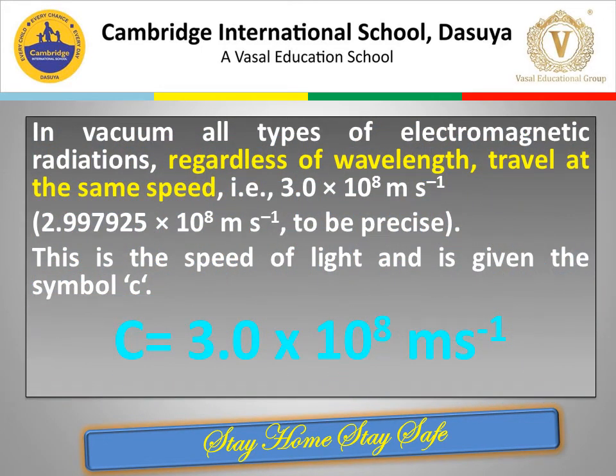Also remember that in vacuum, all types of electromagnetic radiations, regardless of wavelength or frequency, travel at the same speed, that is 3.0 × 10^8 meters per second, or 2.997925 × 10^8 meters per second to be more precise. And this is the speed of light and is given the symbol c.